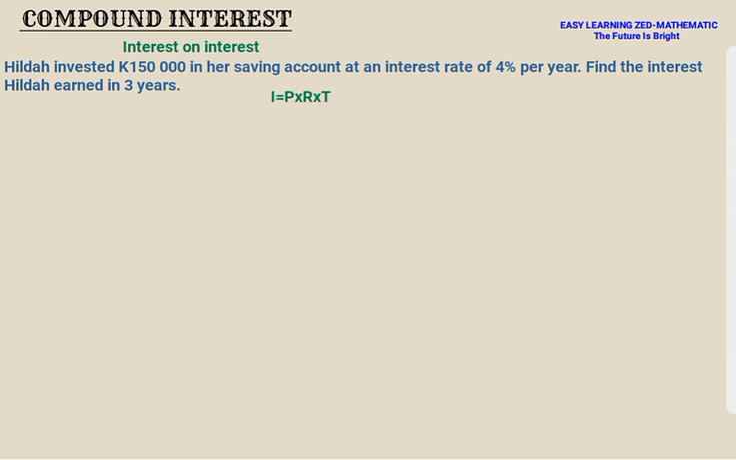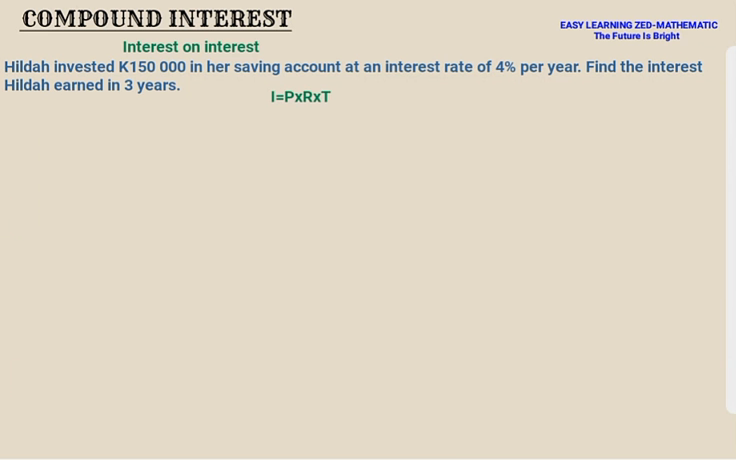Okay, for you to understand this fully, let's look at this example. Hilda invested 150,000 kwacha in her savings account at an interest rate of 4% per year. Find the interest Hilda earned in 3 years. Now you should remember that we are looking at compound interest, so that's what we're going to find. The formula we're going to use is the same formula we used in the previous video when we were looking at simple interest: interest is equal to principal multiplied by interest rate multiplied by time.